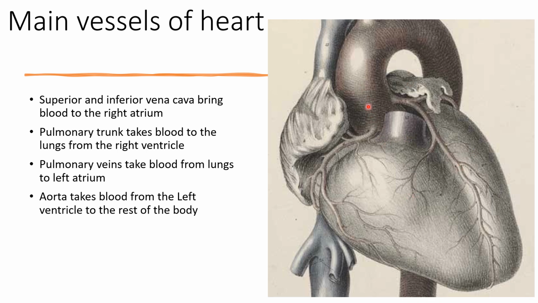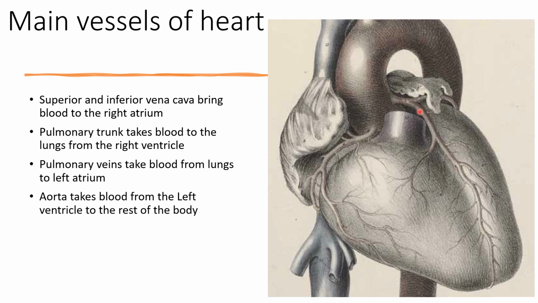Now, the aorta has three parts. It has an ascending aorta, the aortic arch, and the descending aorta. And it's aorta all the way down until it splits at the very end. You'll also see two vessels coming off here. These two are the right and left coronary arteries.